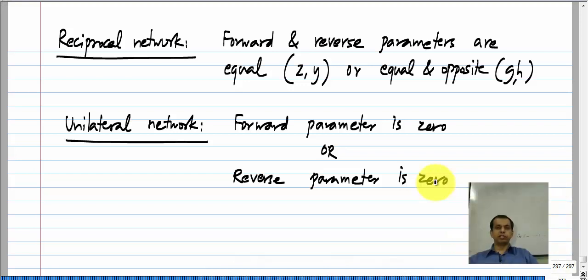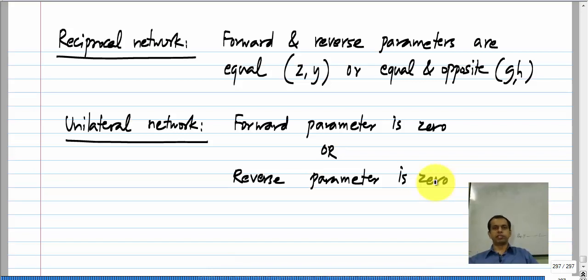Of course, if both these are 0, if both the forward and reverse parameters are 0, that means that there is no communication between port 1 and port 2. You may as well have two separate circuits, okay? Two separate resistances, one connected to port 1 and one connected to port 2. Of course, this is not a very interesting two port network, because if there is no relationship between the two ports, you can simply treat the whole thing as two separate one port networks. Okay.